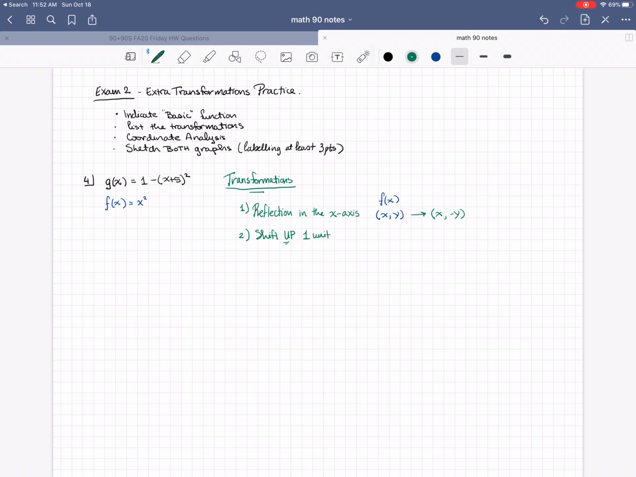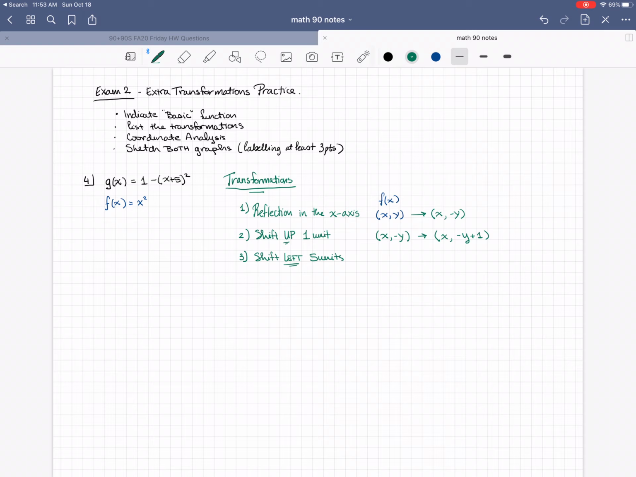Okay, so again, you're coming off of having done your reflection. So you're at x comma negative y. And a shift up is not going to impact the x coordinates, but it will add 1 to every one of your y coordinates. So you're at negative y plus 1. And it's probably nicer to write that as 1 minus y, so that's what we'll do in the next step. But we do still have one more transformation, which is this plus 5 on the inside. And that's going to be a shift left, 5 units.